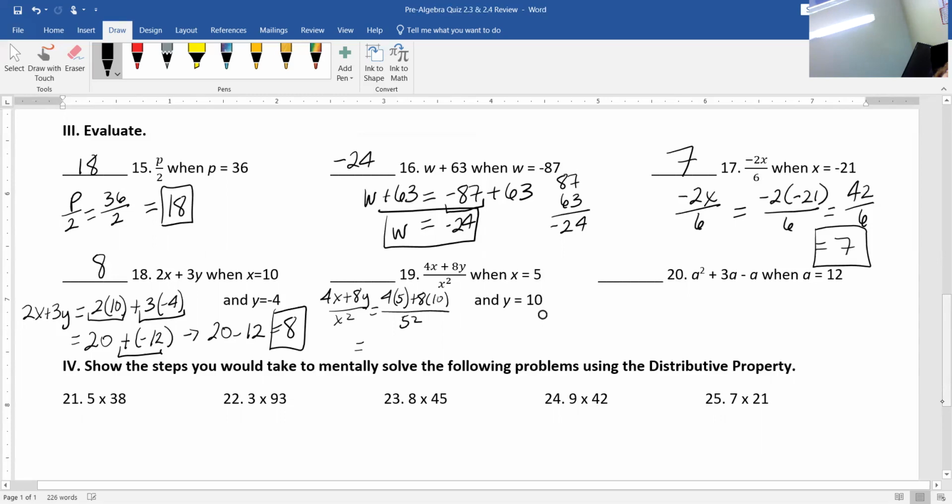Okay, so we can simplify that. 4 times 5 is 20. 8 times 10 is 80. And 5 squared is 25. So again, let's simplify our numerator. 20 plus 80 is 100. Divided by 25 equals 4.